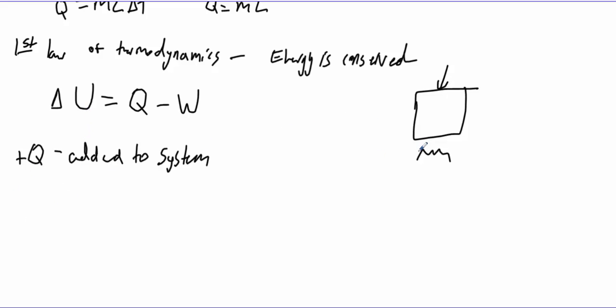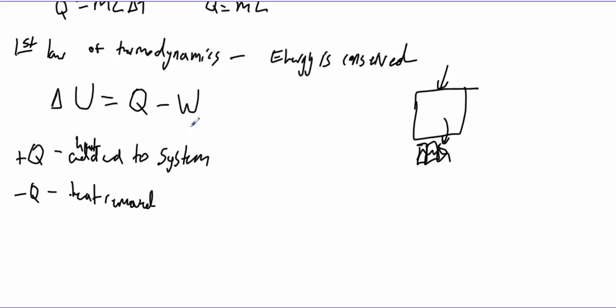Now, if you were to put this over a bunch of ice cubes and heat were to flow this way, then you would be taking energy out of the system. And in that case, the Q is negative. So this is heat removed. So this is heat added if it's positive. This is heat removed if it's negative.